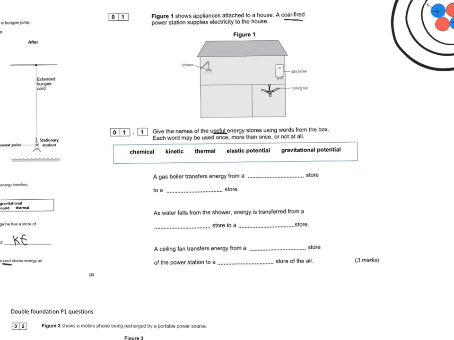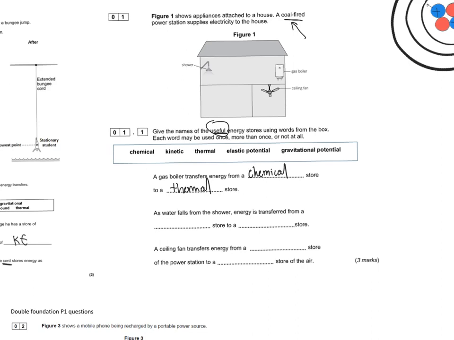So a gas boiler transfers energy from a... Now, in this case, I already identified before that it is a coal-powered power station. So coal has a chemical store. So a boiler transfers energy from a chemical store. A boiler's job is to do what? It's to heat the house. So it gets the energy from the chemical store to the thermal store. That's the useful energy store that we're interested to mention here.